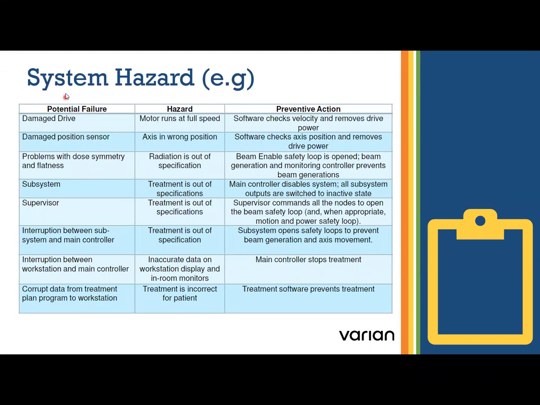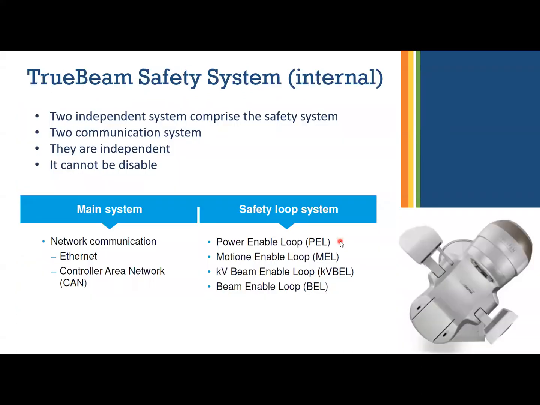System hazards. These are some of the examples of system hazards. These are some potential failures and associated hazards with those failures, and also have written the prevention actions for those hazards. So failure would be a damage of drive, position sensor, problem with the toes, symmetry, flatness, subsystem supervisor, interruption between the subsystem and main controller, interruption between the workstation and main controller, corruption of data. So these are some prevention actions one should remember while dealing with TrueBeam.